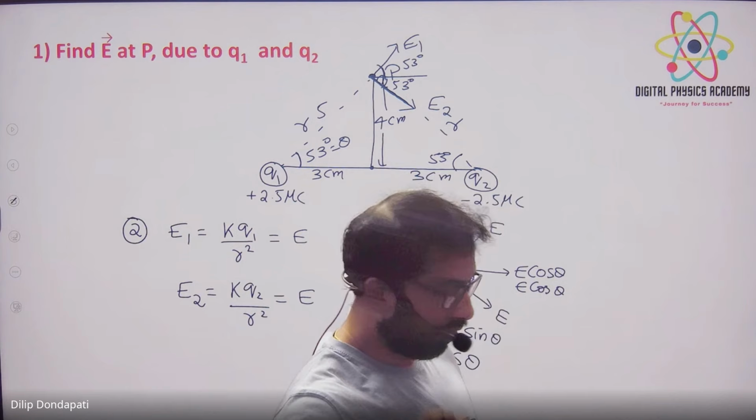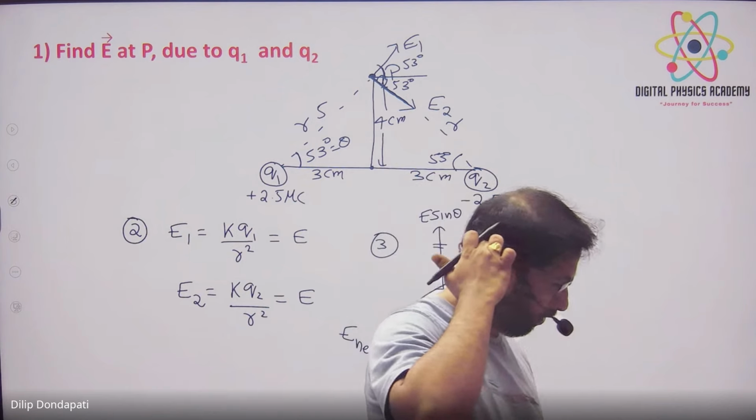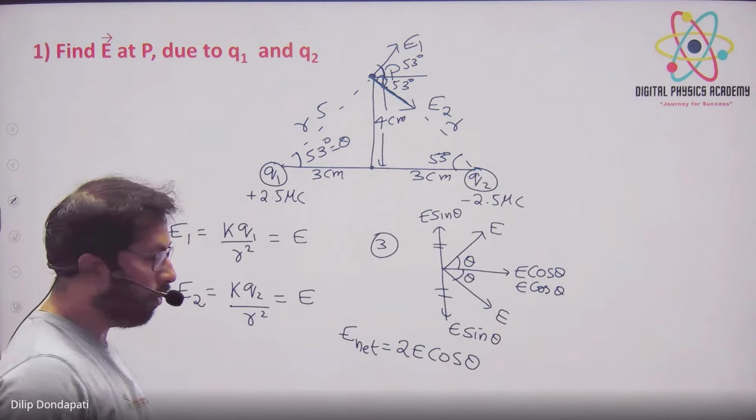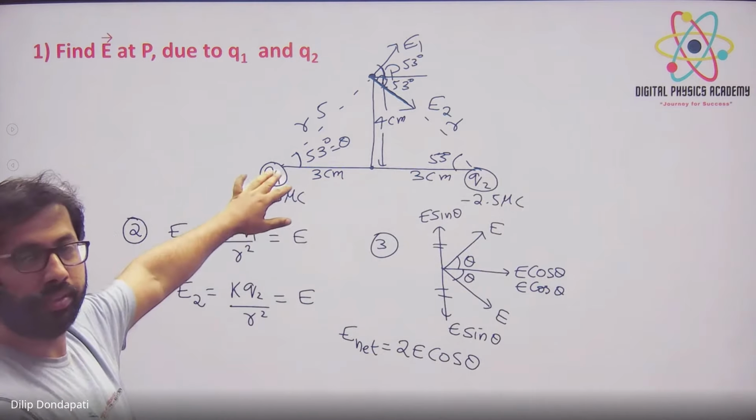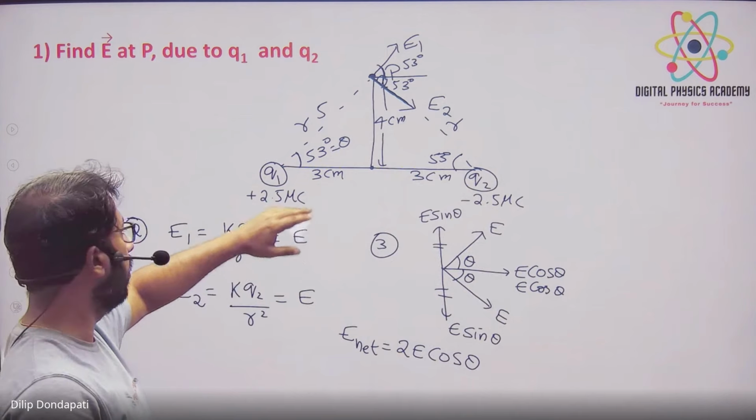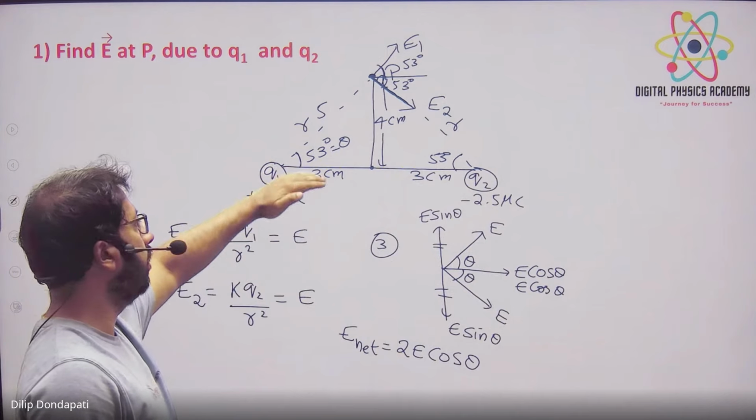144 into 10 power 7. Sir, you're on mute. 144, no. Cos 53 is how much? Adjacent by hypotenuse, right? So 3 by 5.